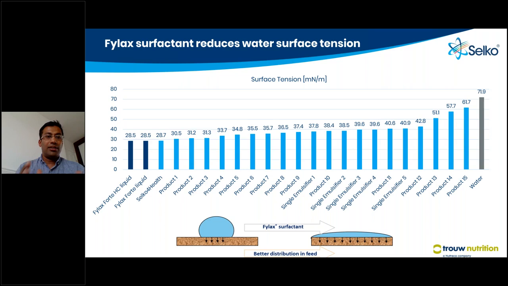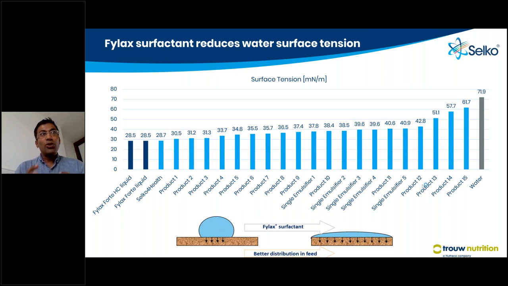The surfactants in the Phylax Forte reduce water surface tension. What is water surface tension? If you look here on the bubble, this is, let's say, pure water. It is just not spreading, so it needs more energy to spread. So water has a very high surface tension, just pure water. That's why if you look at ponds or lakes, you see even a small insect can walk on top of the water.